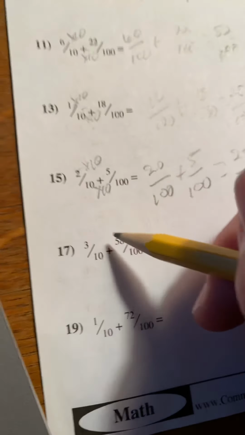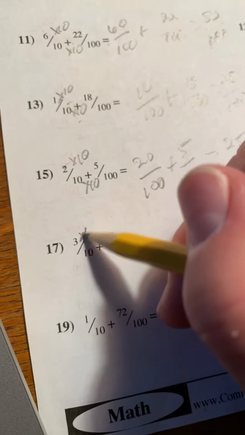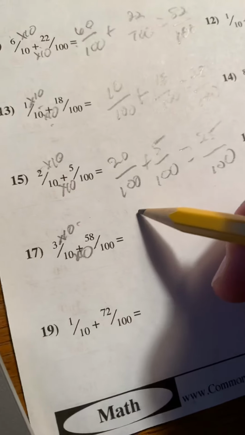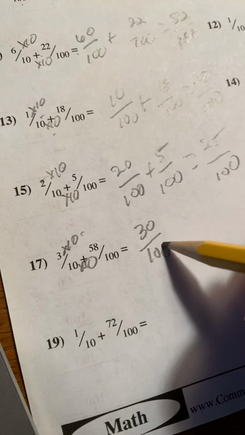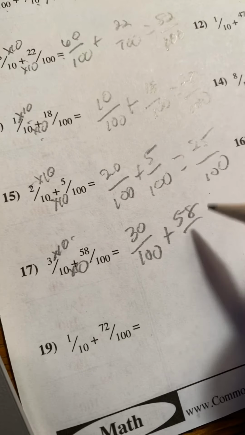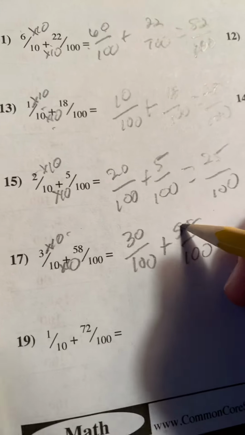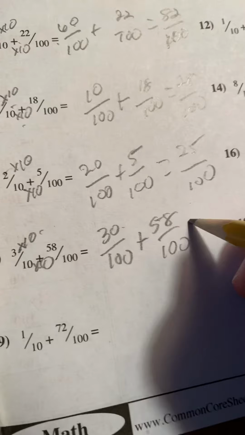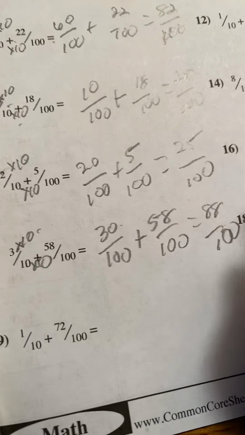Okay, last two. 3 tenths, I've got to take everybody times 10 here. So 3 times 10 is 30. 10 times 10 is 100. I'm adding 58 hundredths. 50, 60, 70, 88 hundredths. And lastly, I've got 1 tenth.